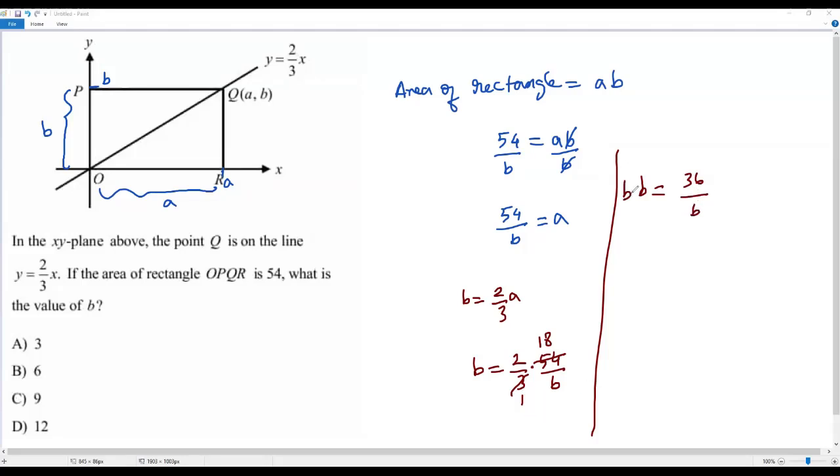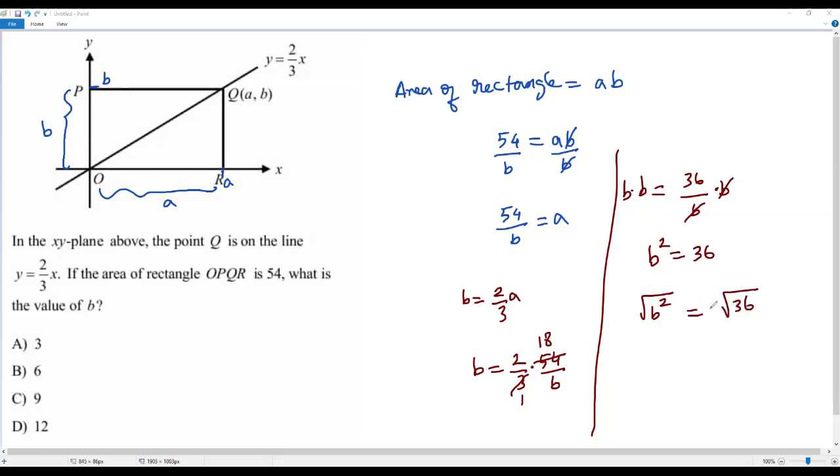Now let's multiply both sides of the equation by B. When you do so, this B will cancel out. On the left side, B times B is B squared equals 36. Now to solve for B, we have to get rid of this square. For that, we have to take the square root on both sides. Square root of B squared equals square root of 36.